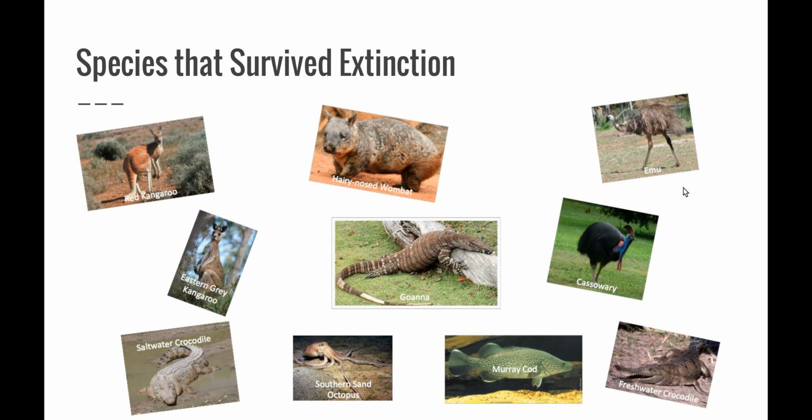A couple of species survived extinction. If we have a look at these animals here, we can see that they are quite big. There are species of kangaroos that are very small, such as our bush kangaroos and rat kangaroos, but then we have the red and eastern grey kangaroos, which are still quite large. The hairy-nosed wombat is very similar in shape to the diprotodon, though obviously not in size. Emus and cassowaries are very large birds, very tall, with very long limbs and a very long neck.